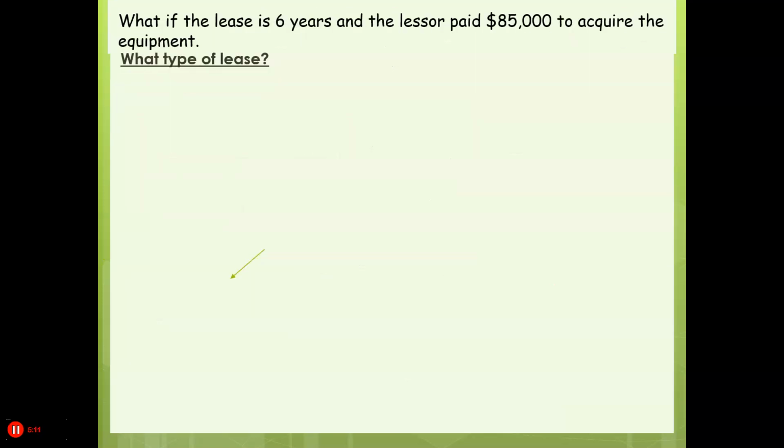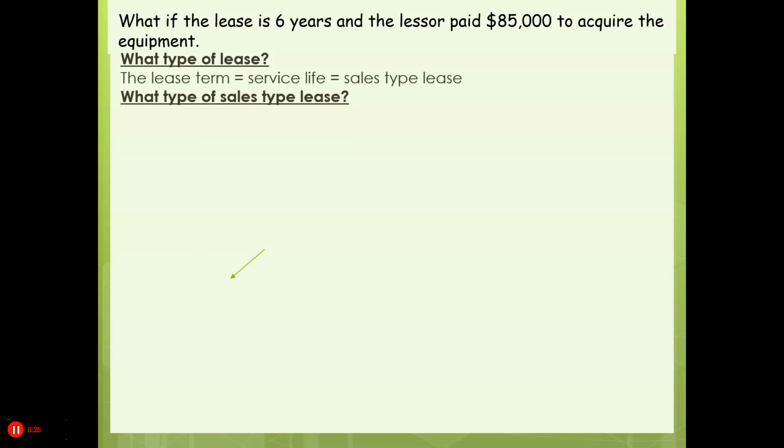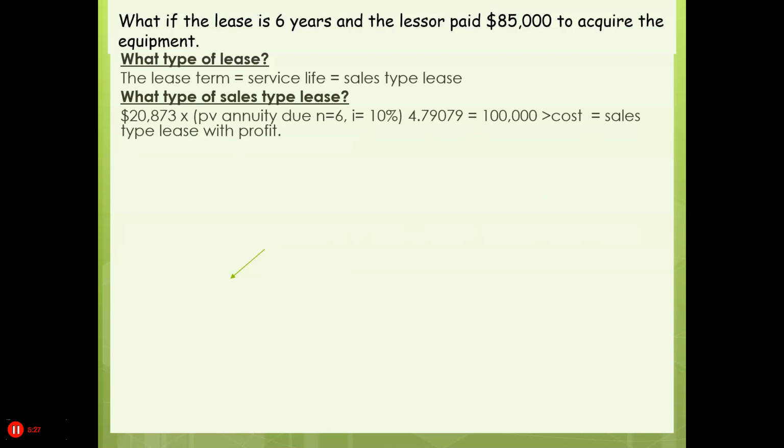Next, what if the lease is 6 years and the lessor paid $85,000 to acquire the equipment? What type of lease? Well, first of all, the lease term and the service life are the same, so it's a sales type lease. What kind of sales type lease? Well, the net present value of the payments is $100,000, which is greater than the cost. So this is a sales type lease with profit.